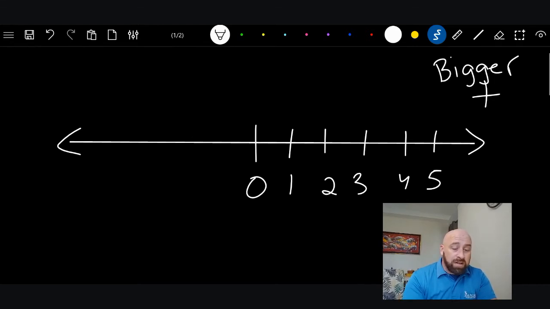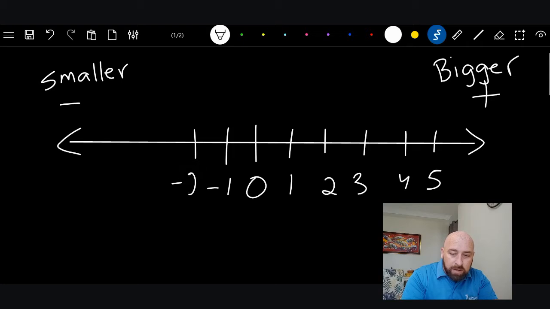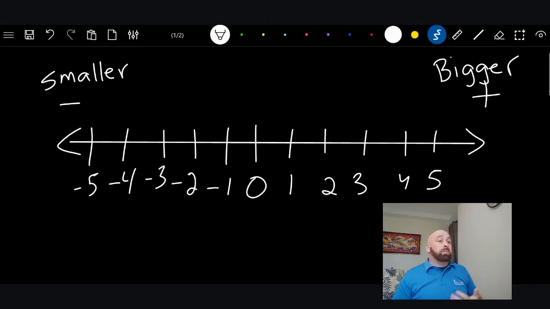So then logically, the farther you go to the left, the smaller the numbers get. And this is also what we would call the negative side of the number line. Once you hit 0, you go to negative numbers. So -1, -2, -3, -4, and -5. So there's a positive side and a negative side. The numbers as you go to the right are getting bigger. The numbers that you go to the left are getting smaller.